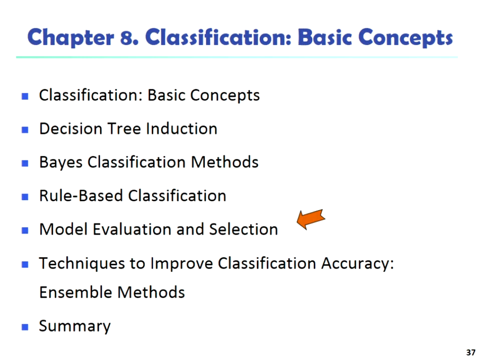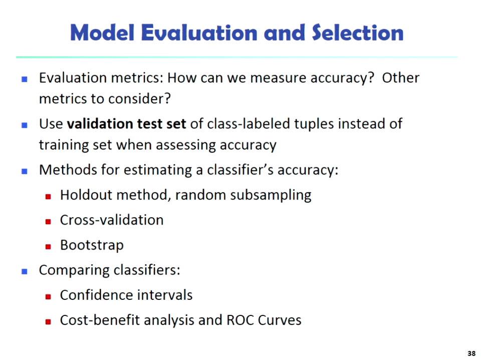Okay, I will move now to model evaluation and selection. Evaluation metrics. So we said that in the classification there are two steps: the construction of the model, and after that the evaluation of this model. For the construction of the model, we will use the training data set, and in the evaluation of the model, we will use the test data set.